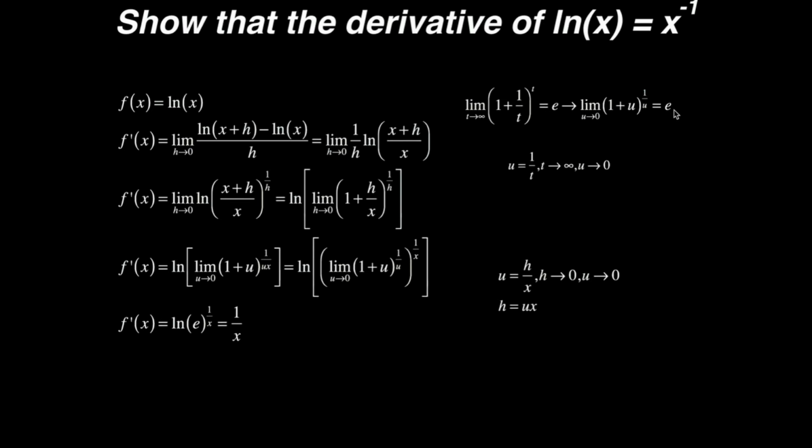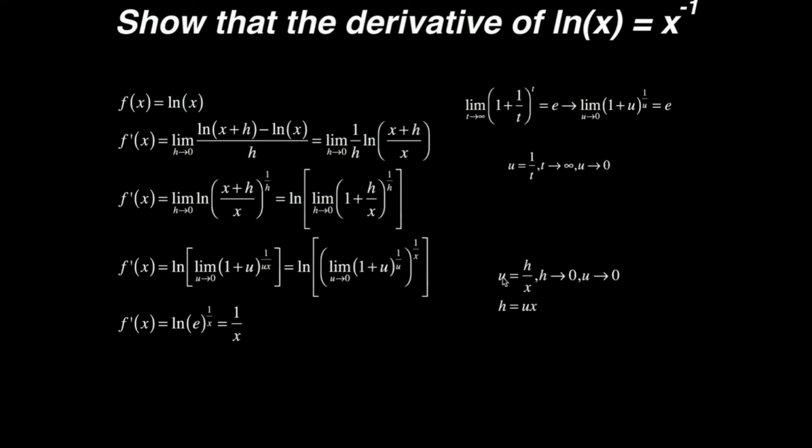Alright, so the limit as u goes to 0 of (1 plus u) to the 1 over u power, this is still e. And now I have something that looks fairly similar to what I have here. I now have a reciprocal exponent. I have a limit that's going to 0. The only problem is I still have this h over x. So how do I deal with that?